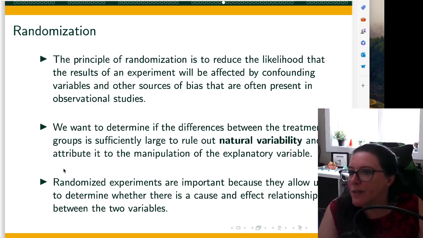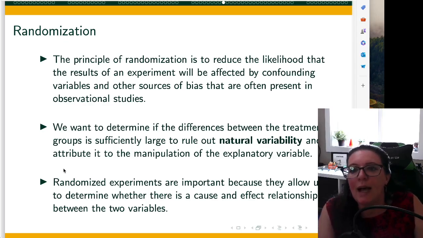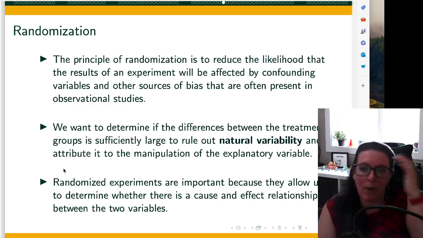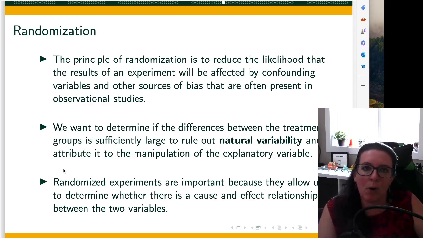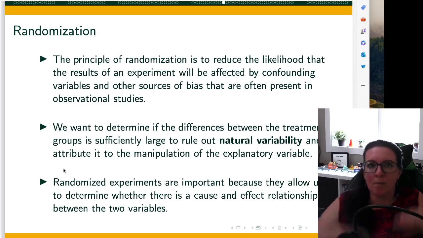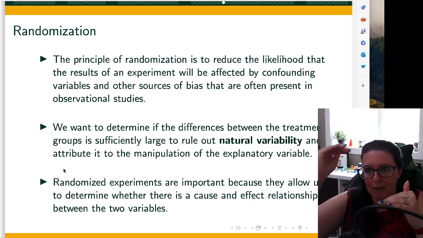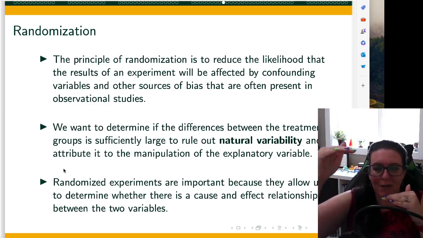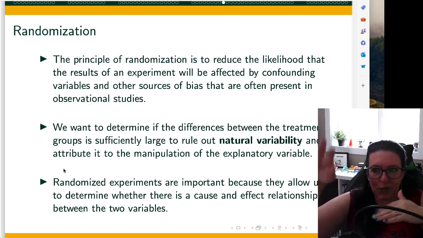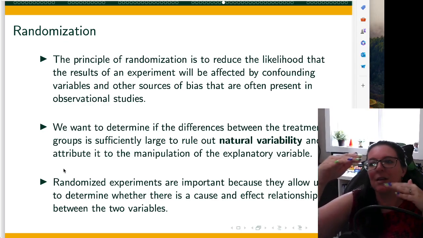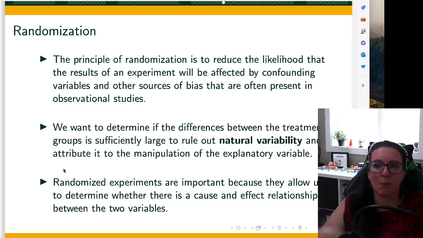We want to determine if the differences between the treatment groups is sufficiently large to rule out natural variability and attribute it to the manipulation of the explanatory variable. So if we're talking about a weight loss drug, treatment group on average, they lose 30 pounds. Placebo group on average loses 5 pounds. Is the difference between 30 pounds and 5 pounds big enough that it's not just randomness, it's not just natural variability, this particular group happened to lose more or less, but that it is truly due to the explanatory variable.